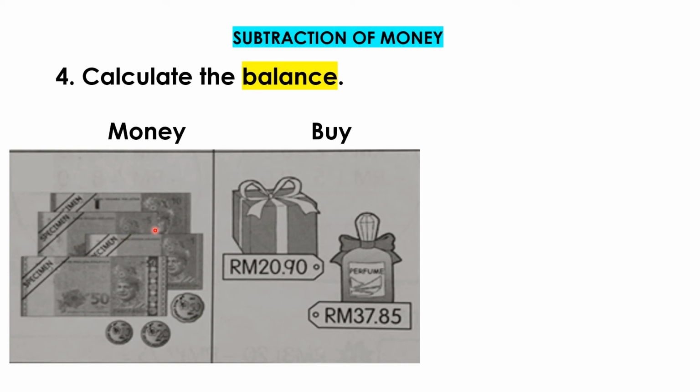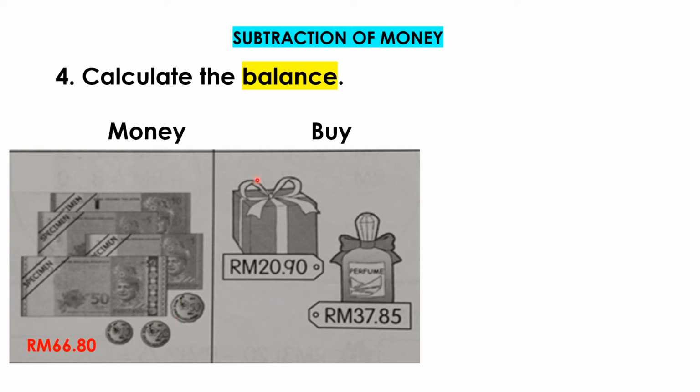Okay, as you can see, maybe you cannot see the value of the money clearly. Let teacher tell you, this is 10 ringgit. This is 5 ringgit. This is 1 ringgit. This is 50 ringgit. And this one is 50 cent, 20 cent, and 10 cent. So what is the total of the money here? Okay, it is 66 ringgit and 80 cent.